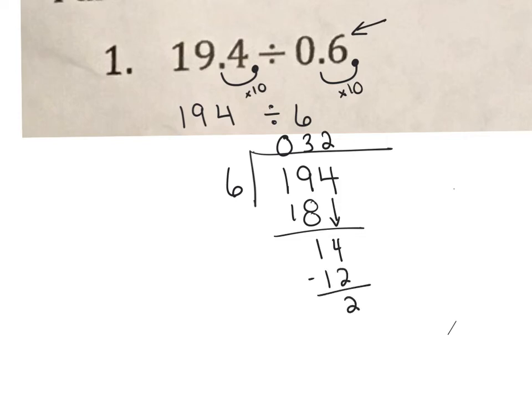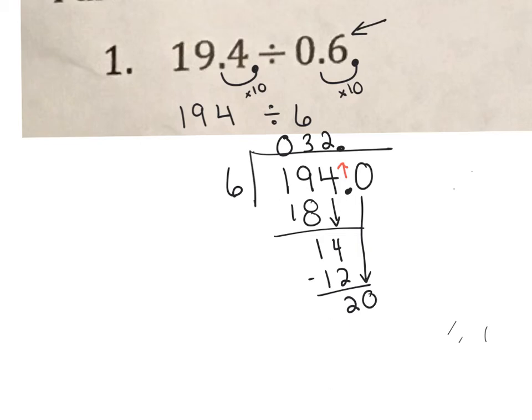2 left over. Now you're going to have to add a decimal because you have numbers still going. So add a decimal, bring that decimal straight up every time. Bring the decimal straight up. Okay, bring down your 0.